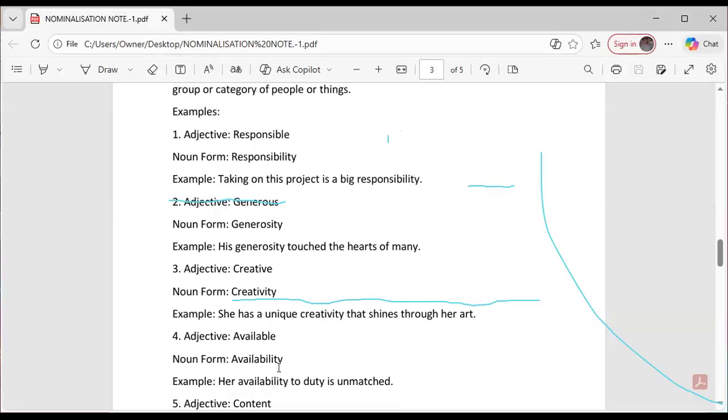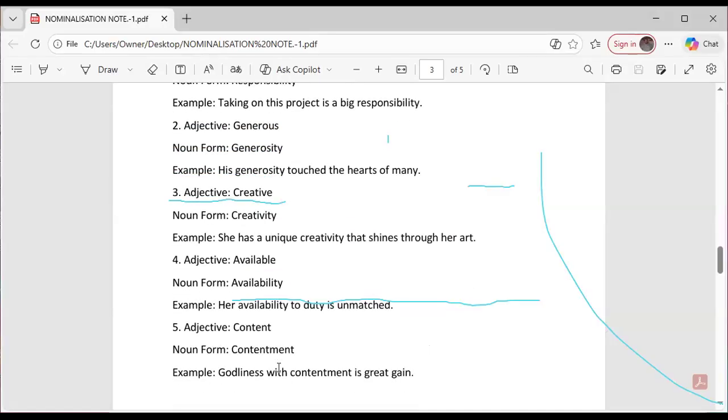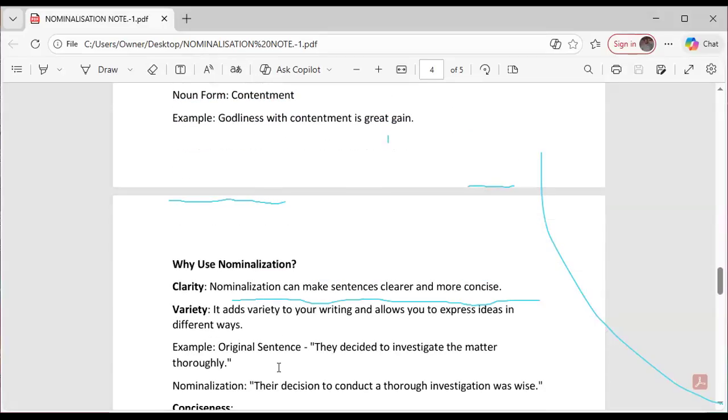Creative becomes creativity, available becomes availability, content becomes contentment. Just like the Bible says, godliness with contentment is great gain. Good. Now let's look at it. Why do we make use of nominalization? Have you asked yourself why? Some of the reasons are: one, it makes sentences clearer and more concise. Two, it adds variety to your writing and allows you to express ideas in different ways. For example, they decided to investigate the matter thoroughly.